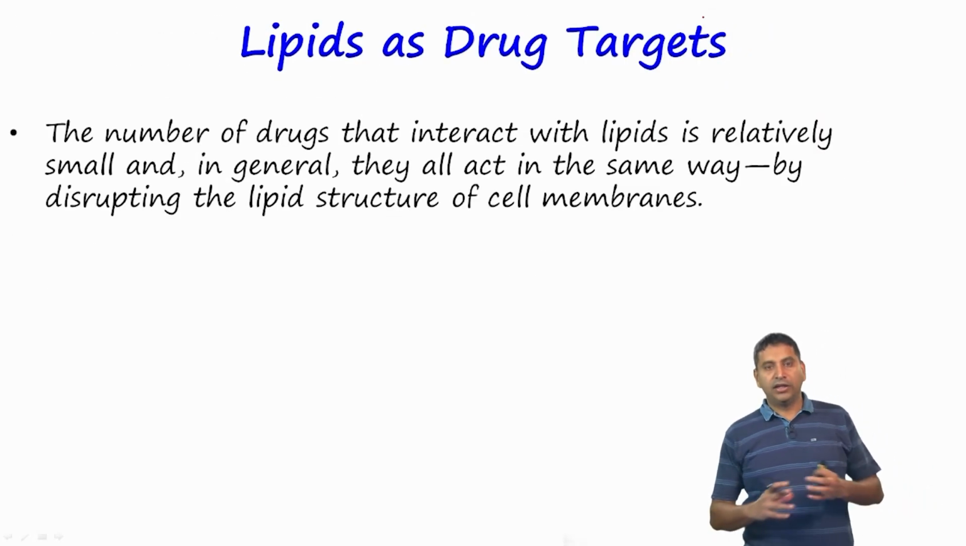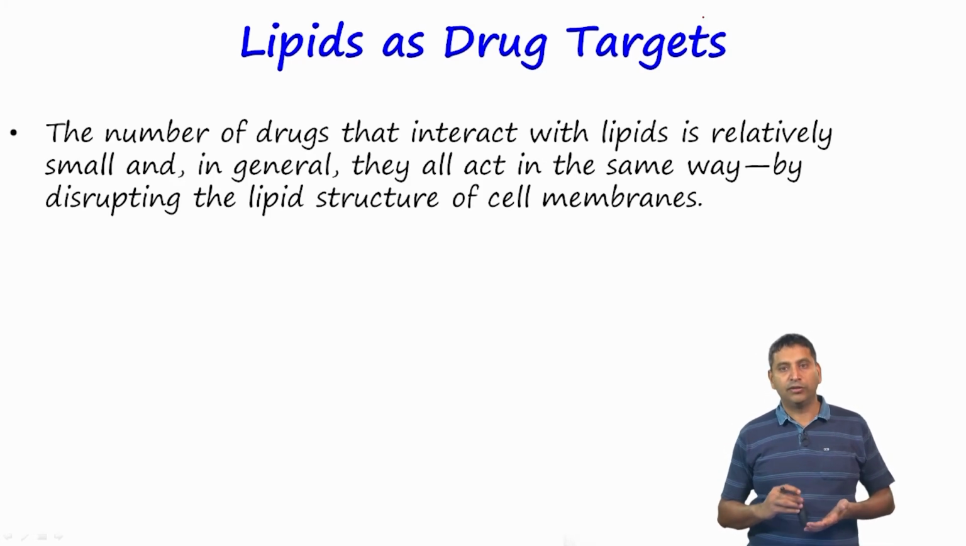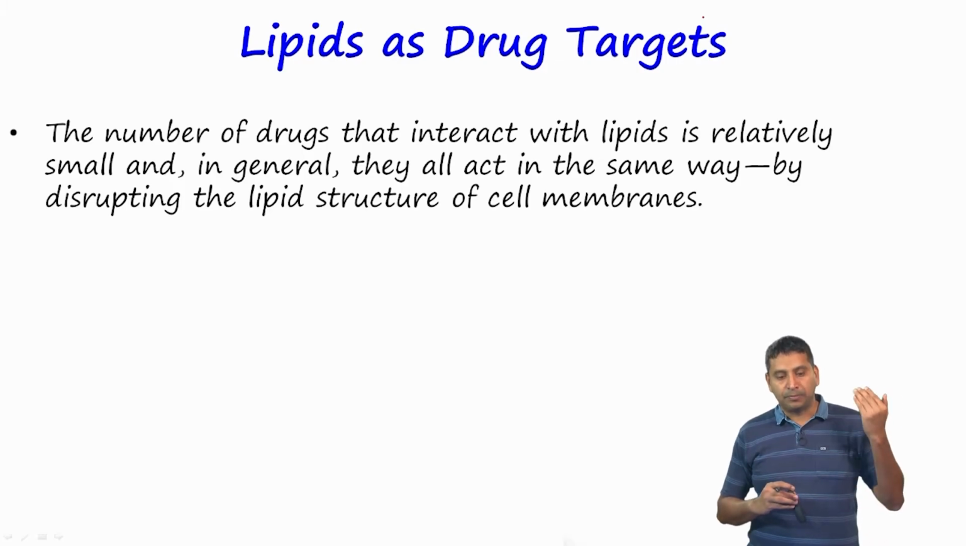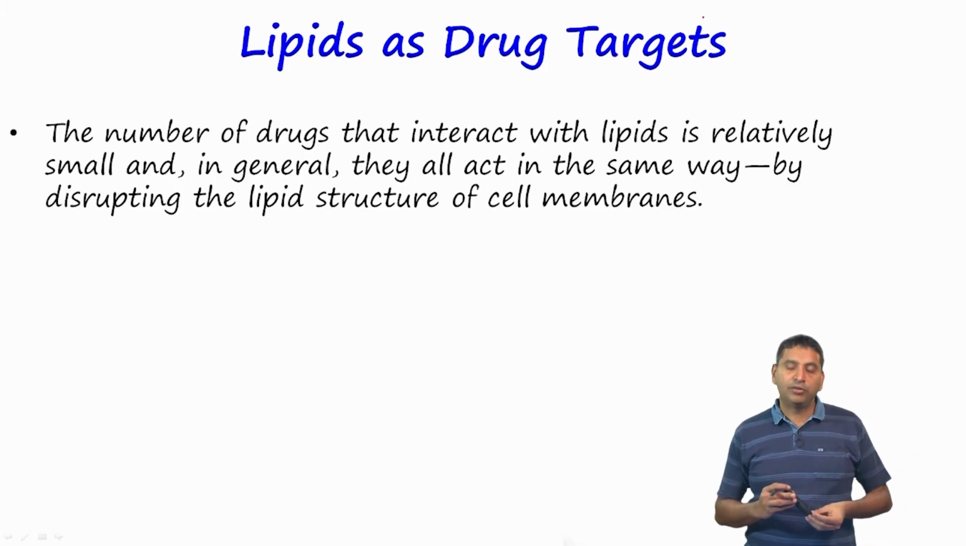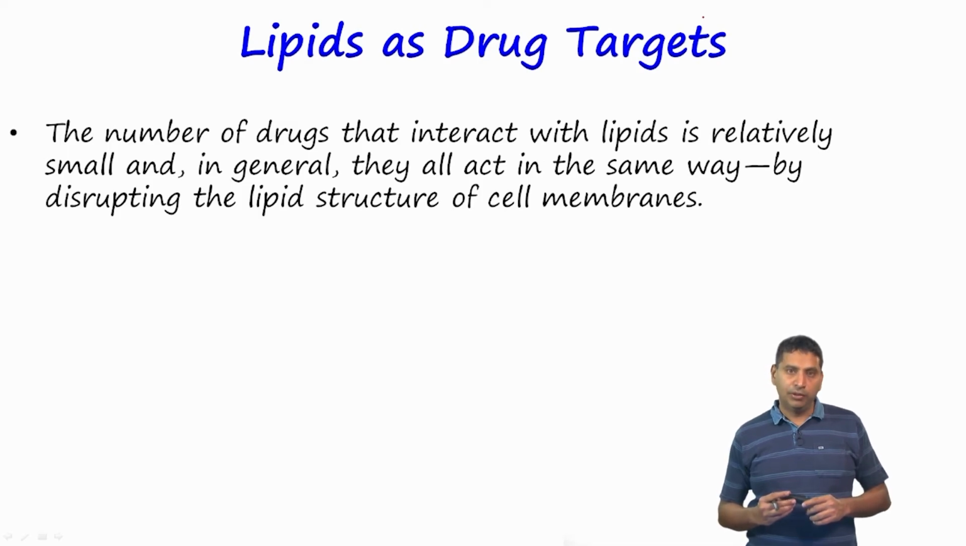Now, in a cell, we have many components. We looked at proteins, which are made up of amino acids, and these proteins can be part of enzymes or part of receptors and so on. You also have, importantly, DNA, which is nucleic acids, and we have already looked at how to target nucleic acids. The third major component inside a cell is lipids.